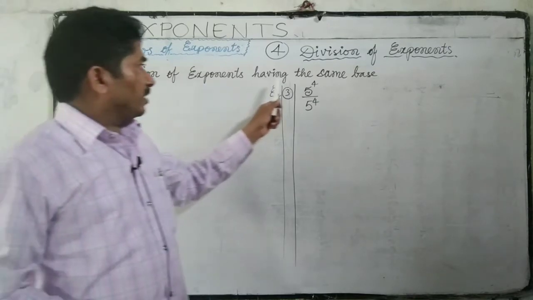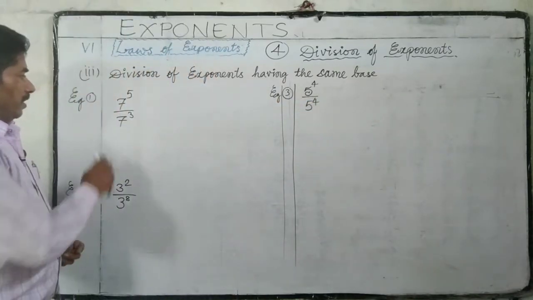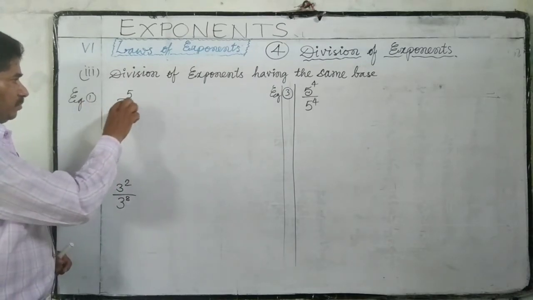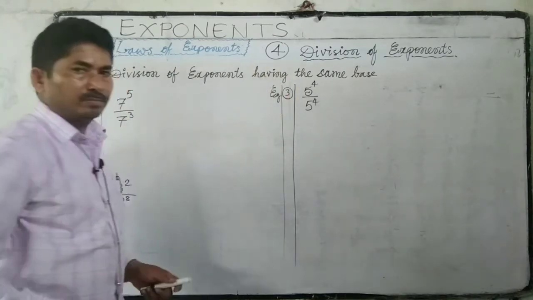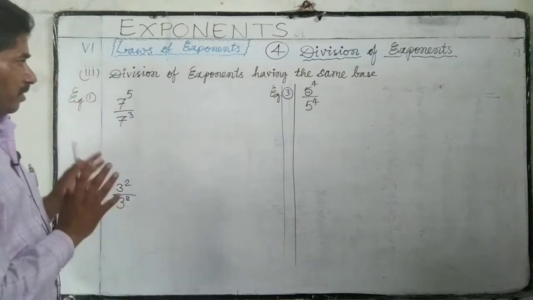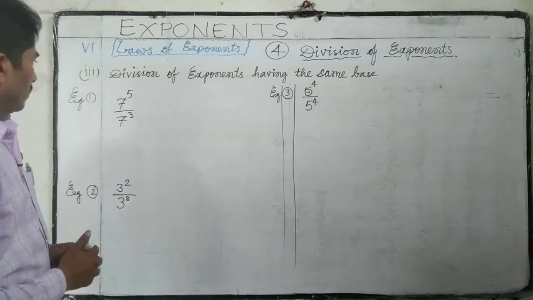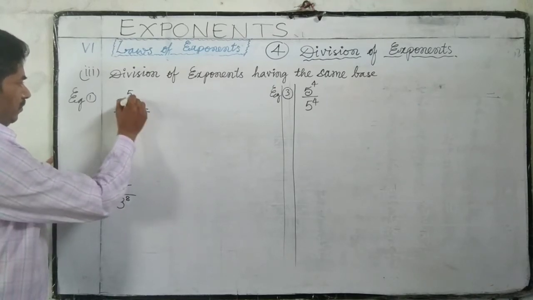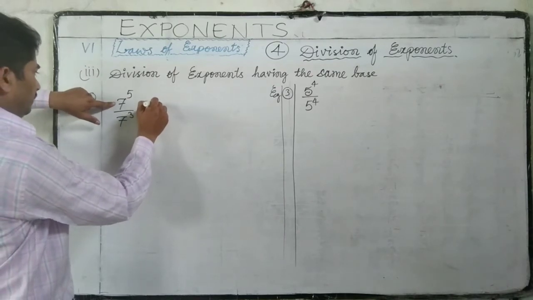Division of exponents having the same base. Here we have 3 examples. In all these examples, the bases are the same: 7, 7, 3, 3, 5, 5. So we can observe these examples. Seven to the power of 5, we have to write 7 five times.